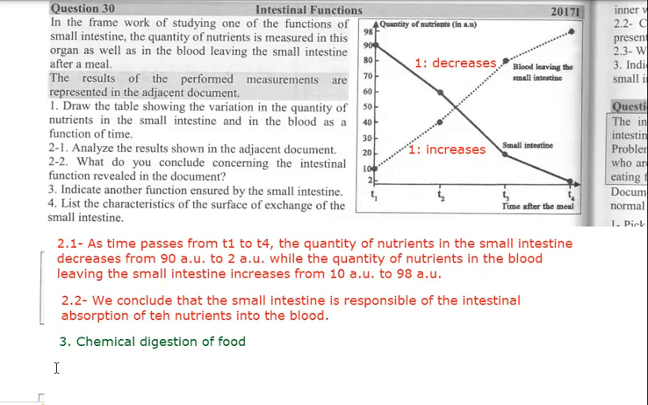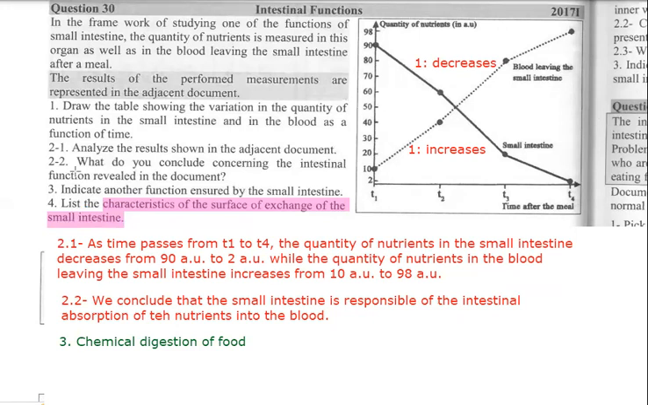Okay, you can also write mechanical digestion because the small intestine does peristaltic movements to make food move along the digestive tube. Now, question 4: why is the small intestine a suitable and a great place for intestinal absorption? Why is that? So right here, they are asking us about the characteristics that make the surface of exchange between the small intestine and the blood a good one for intestinal absorption.